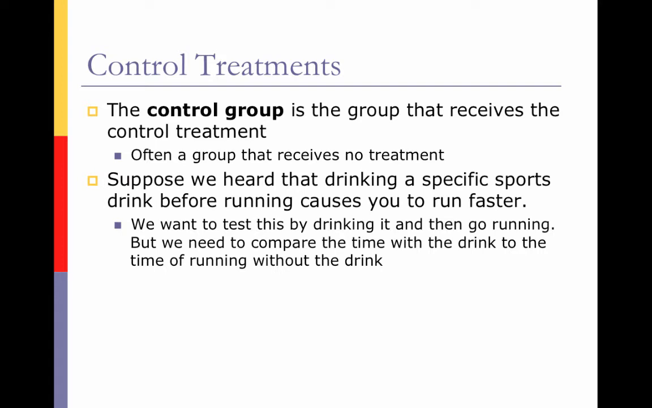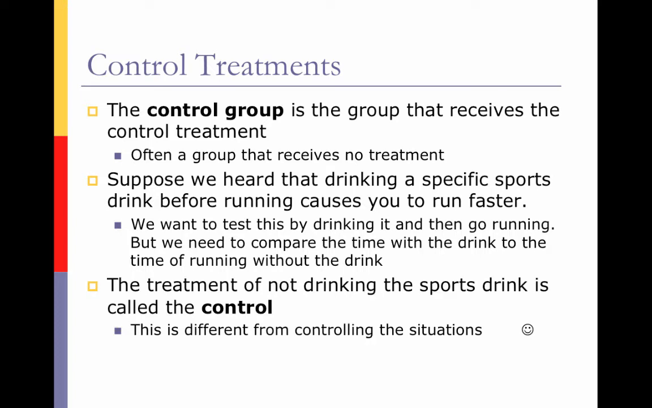Suppose we heard that drinking a specific sports drink before running causes you to run faster. You want to test this by drinking it and then going running. But you need to compare the time with the drink to the time of running without the drink. The treatment of not drinking the sports drink is called the control. This is different from the previous slide about controlling the situation. And again, when you are controlling the situation, you obviously can't control everything. You just want to do the best that you can.